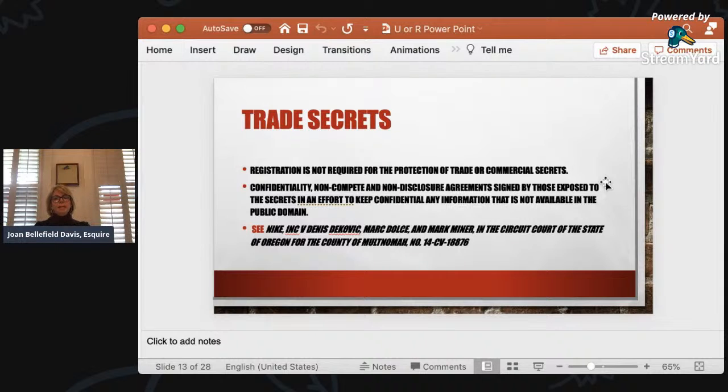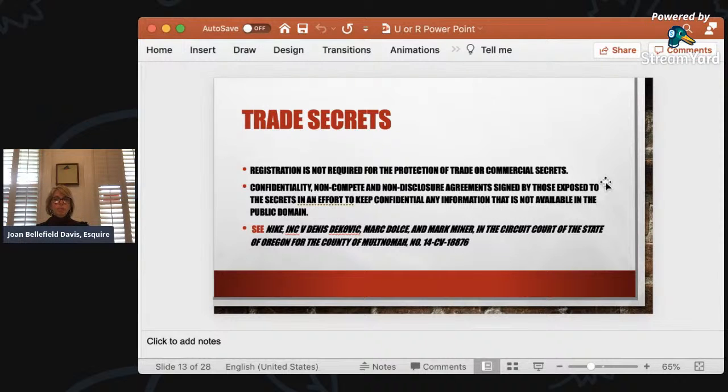So trade secrets deal with confidentiality, non-compete, and non-disclosure agreements, and they're signed by those who are exposed to secrets in an effort to maintain confidential information that is not available in the public domain. There is a case that you can research. It's Nike Incorporated versus Dennis Dekovac and Mark Dolce. And I have that. If you Google that, you should be able to find it.